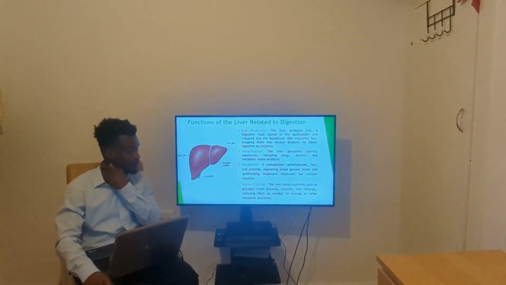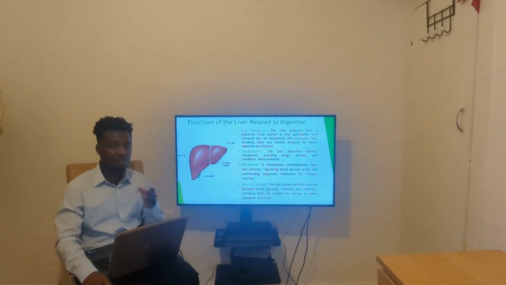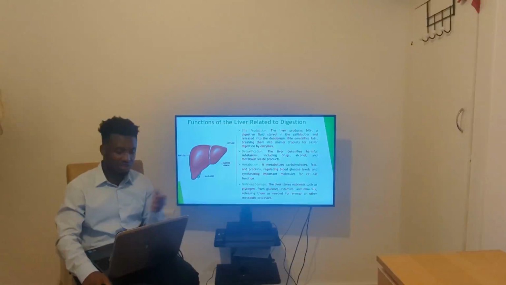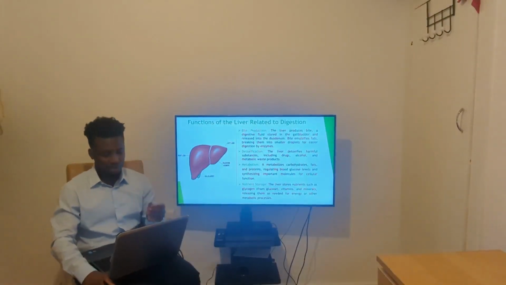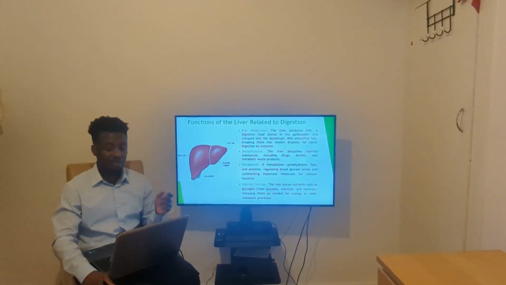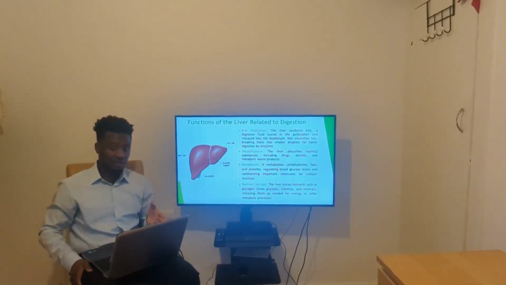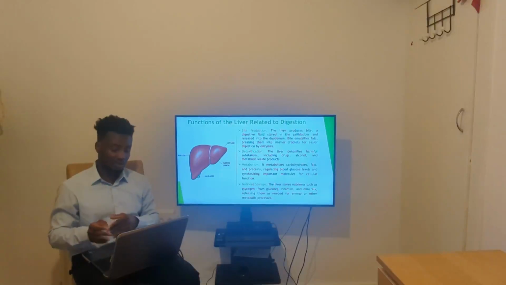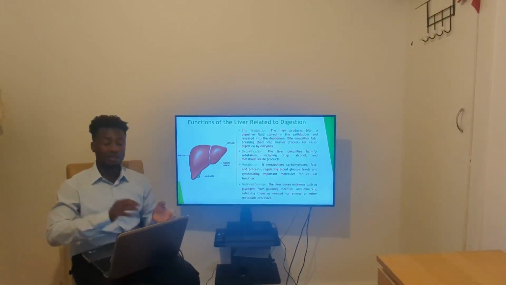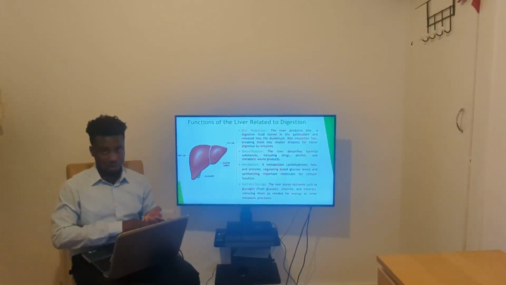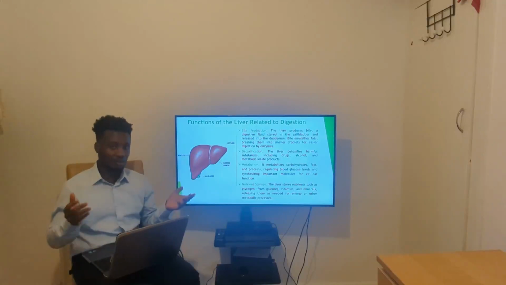What's the function of the liver in relation to digestion? In bile production, the liver produces bile, a digestive fluid that is stored in the gallbladder and released into the duodenum. For detoxification, the liver detoxifies harmful substances like alcohol, drugs, and metabolic waste products.